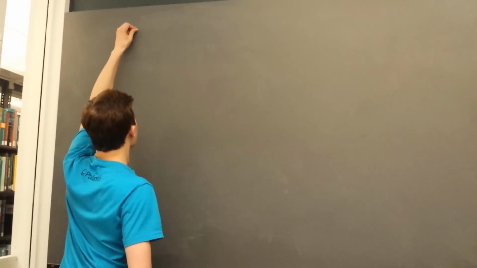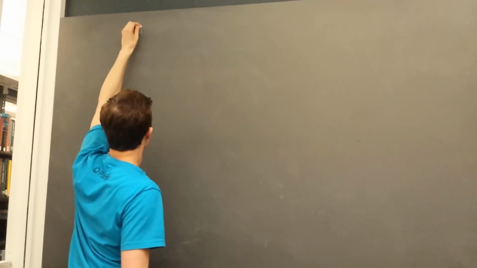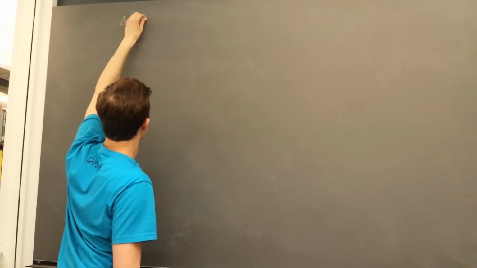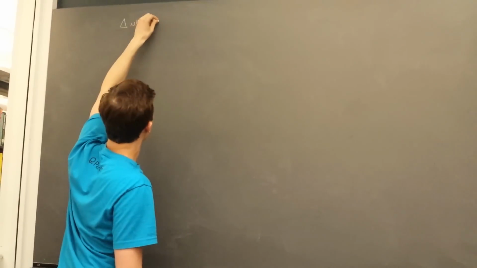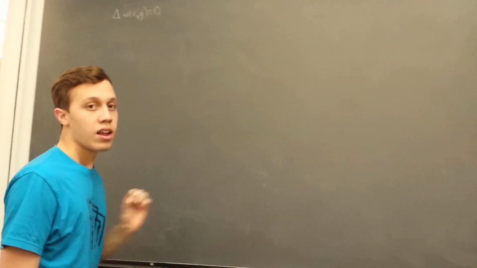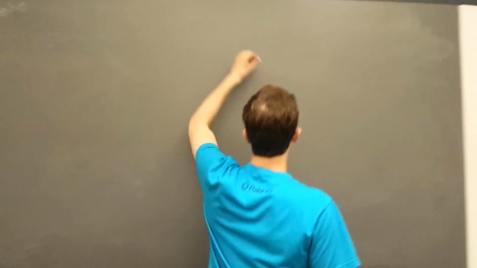So let's start by taking a look at the equation. This triangle here denotes the Laplacian operator. Let's evaluate that on u of x comma y and set it equal to 0. That's the Laplacian equation. Now let's take a look at the domain that we're working on.